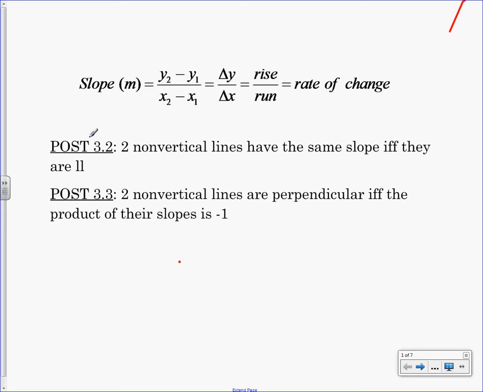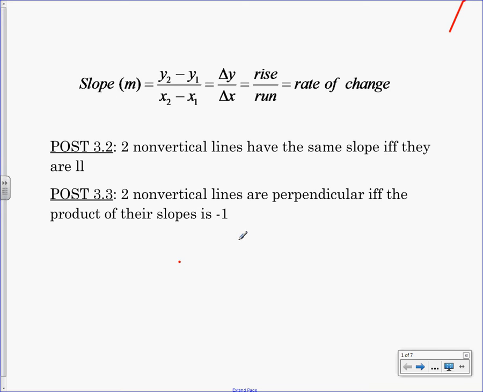Postulate 3-3, before I say it the fancy way, perpendicular lines have what kind of slope? Opposite reciprocal. Very good. Opposite flip, opposite reciprocal. Okay? So that's the same as saying two non-vertical lines are perpendicular if and only if the product of their slopes is -1. That means when you multiply them together, you get -1.